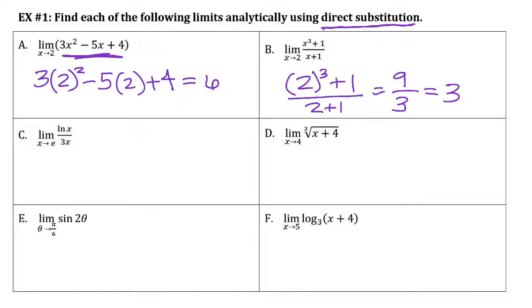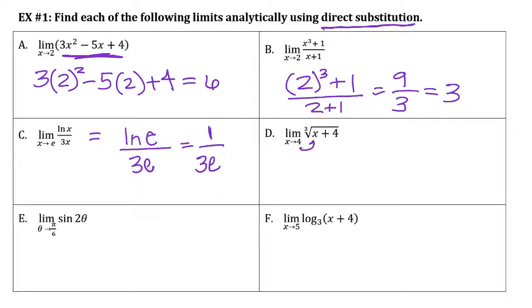All right, part C, the limit as x approaches e. So again, we're going to do our substitution. That's going to give us the natural log of e all over 3e. Now, some of us are probably not going to remember this, but the natural log of e every single time is 1. And so that's going to be 1 over 3 times e, which is a nice, neat number, and so you're finished.